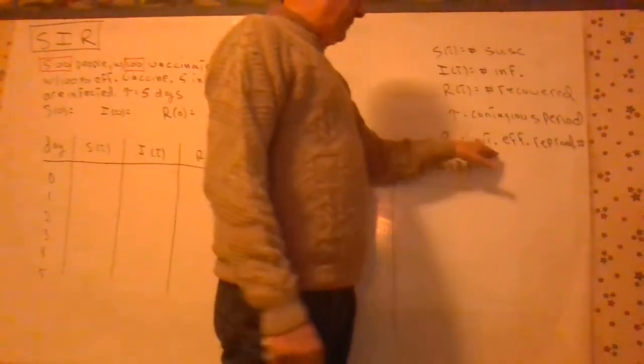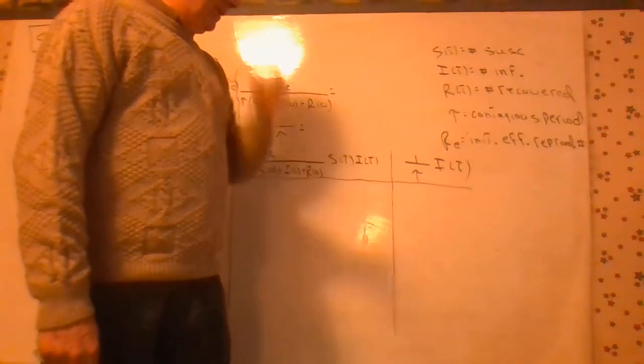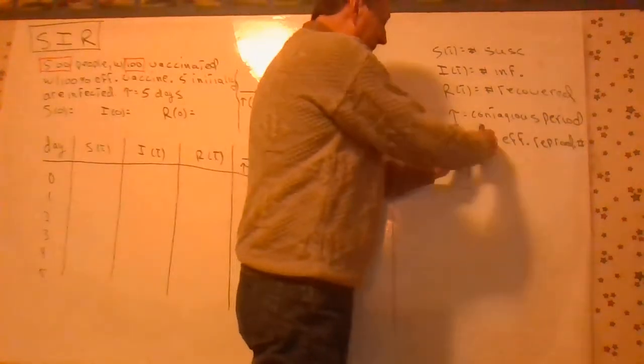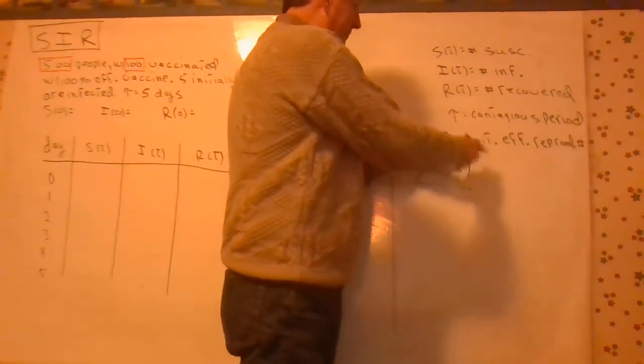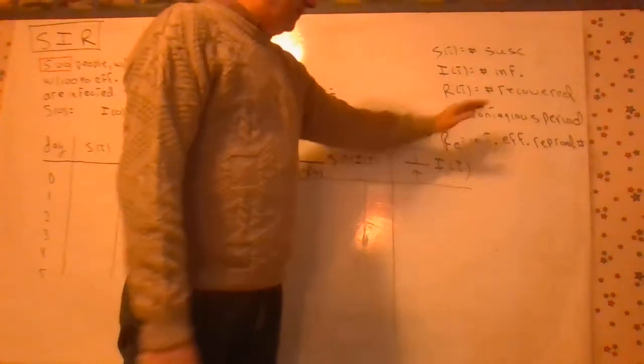R sub E is going to be the initial effective reproduction number, and I said initial. This is really a function of time. I could put of t here, but I decided to leave that variable out. We're just going to assume that.